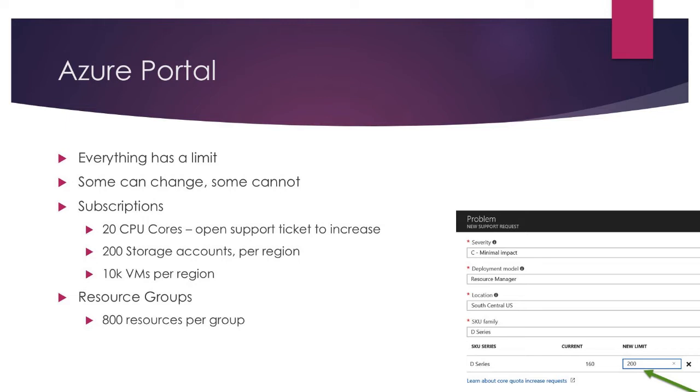You can have 200 storage accounts per region, 10,000 virtual machines per region, and 800 resources per resource group. So straight away, there are some very basic but fundamental things that will help you in terms of how you design your Azure deployment, looking at these limits. For very simple and small designs, you won't really need to think about them, but as you start to scale out your environment, it is something you'll need to cover off.